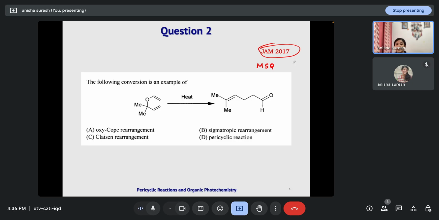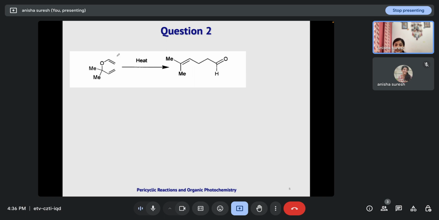Okay, so what is the mechanism or the conversion that is taking place here? As you can see, this is an allyl vinyl ether. So it will undergo a Claisen rearrangement. This Claisen rearrangement is also an example of 3,3 sigmatropic rearrangement, as you can see here. So this will undergo a 3,3 sigmatropic rearrangement, also known as Claisen rearrangement, leading to give this product.